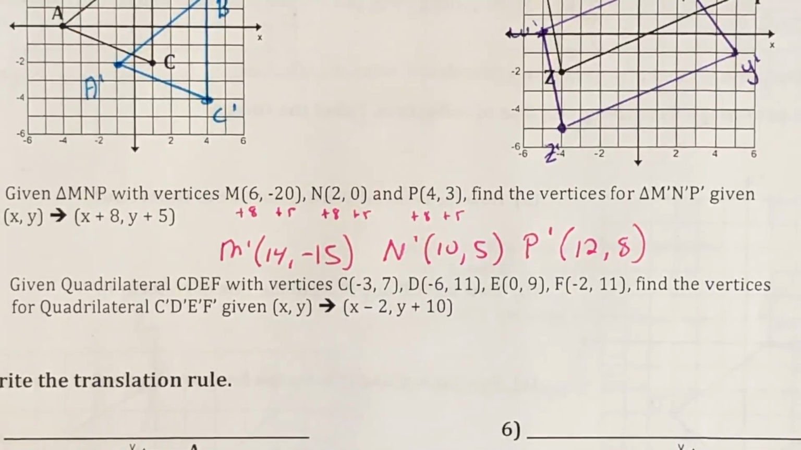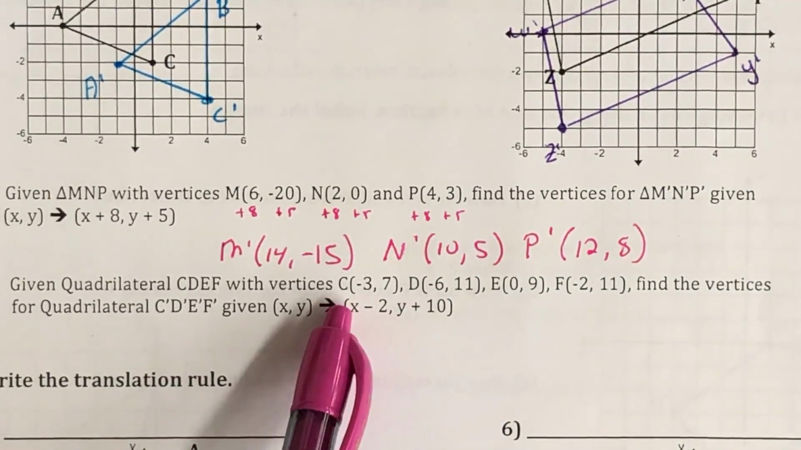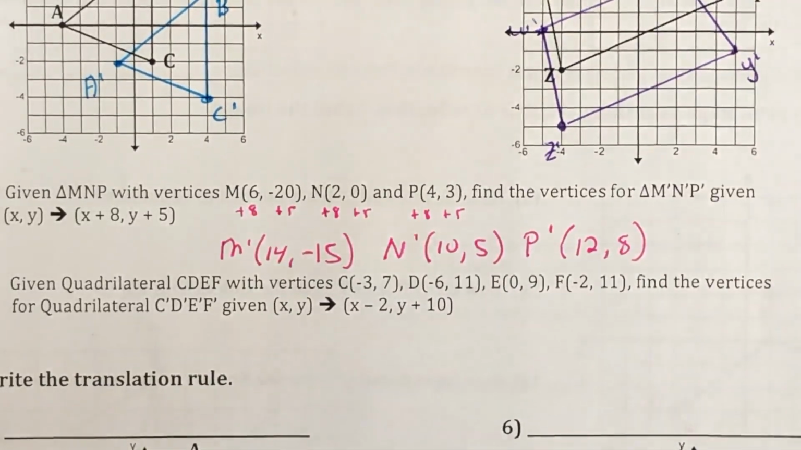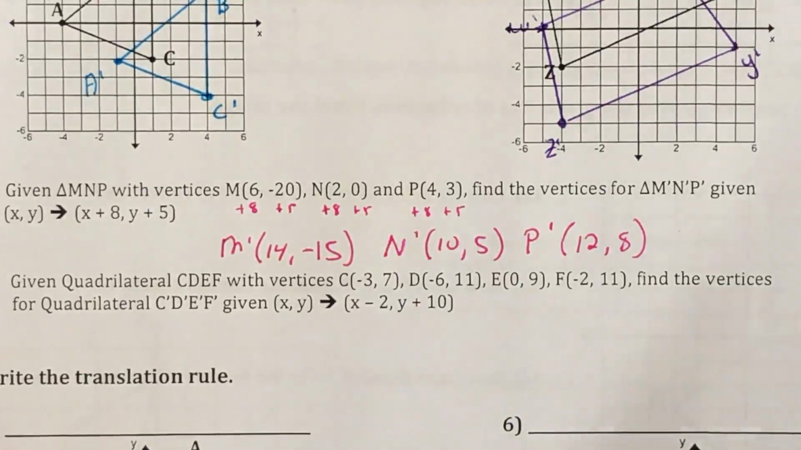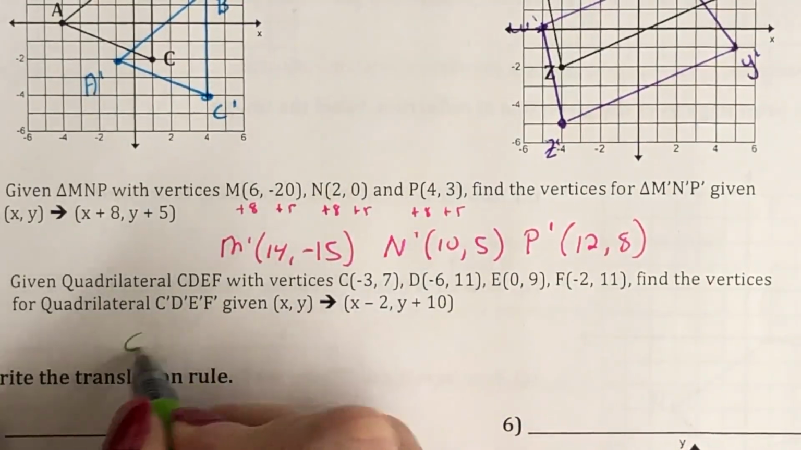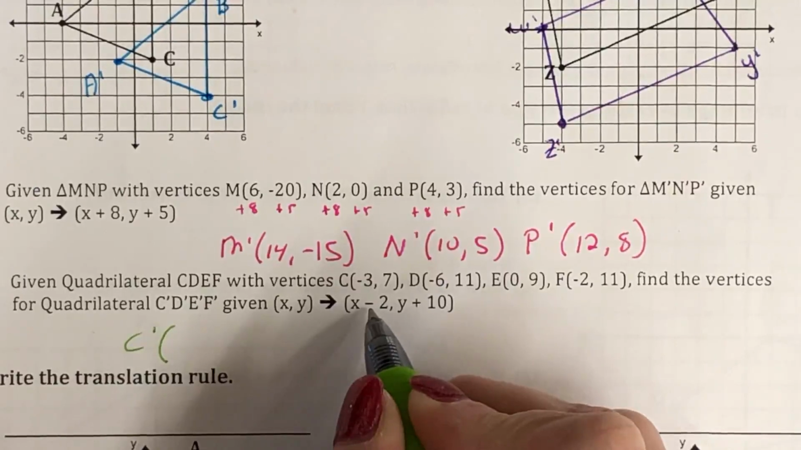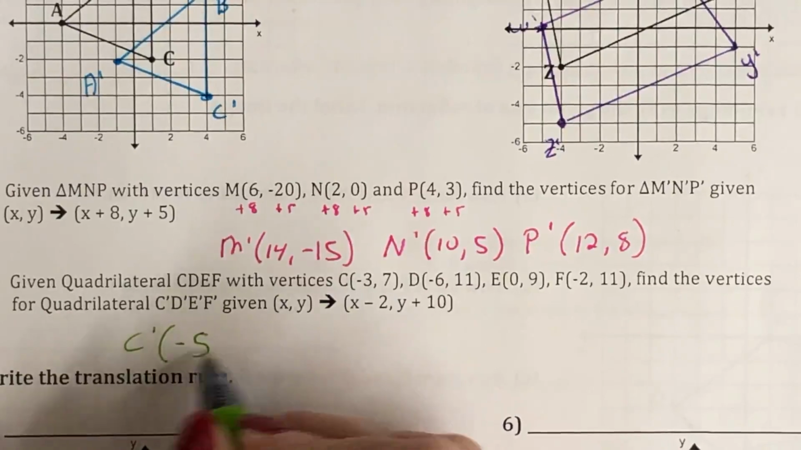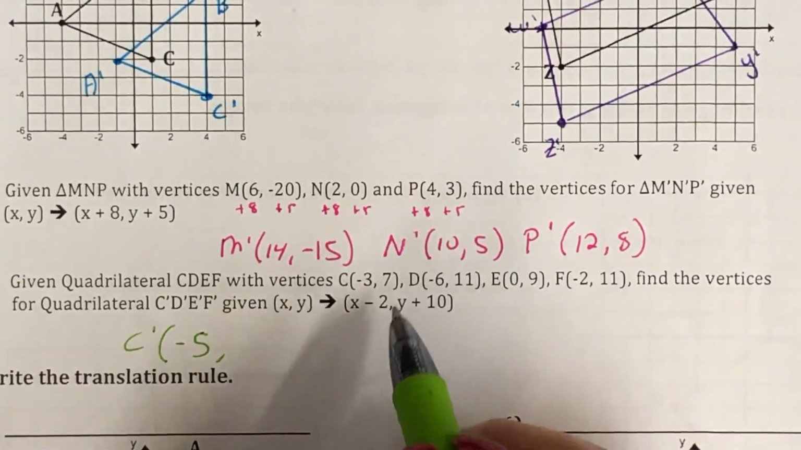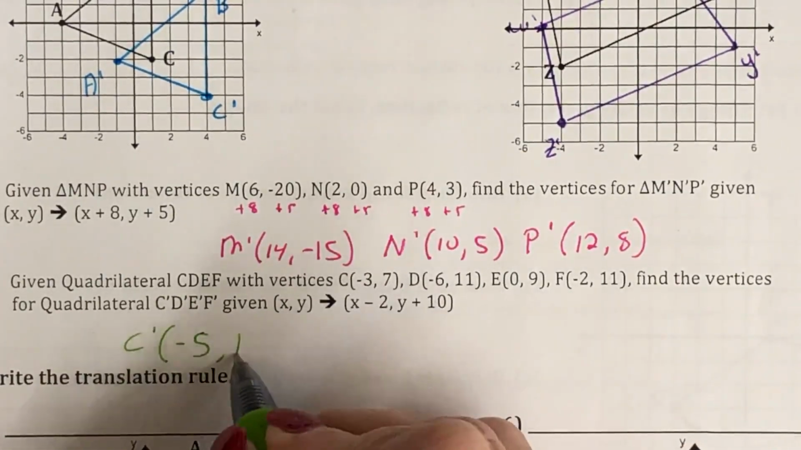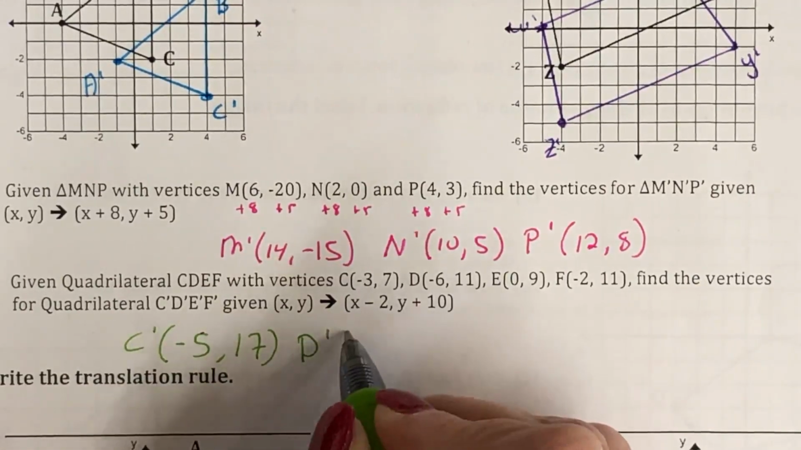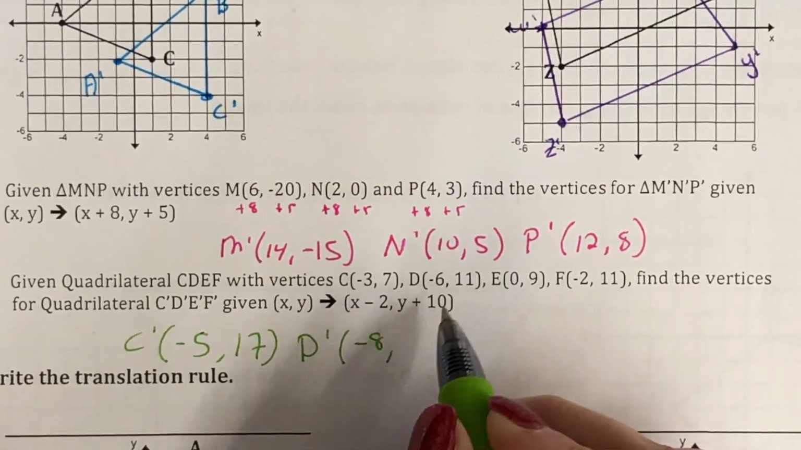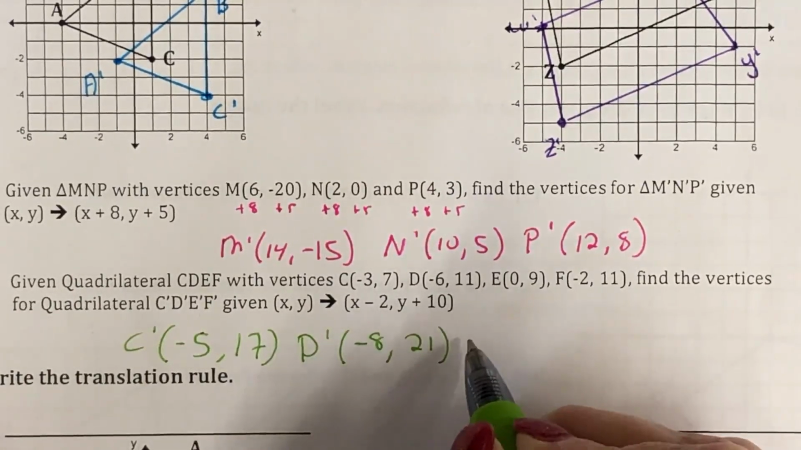Okay, we want to do that one more time. This time we have quadrilateral, and we have C, D, E, F. So to find C prime, I'm going to subtract 2 from the X value and add 10 to the Y value. So negative 3 minus 2 is a negative 5. Then we have 7 plus 10, which is 17. There's our C prime. D prime is going to be negative 6 minus 2, which is negative 8. 11 plus 10, which is 21.